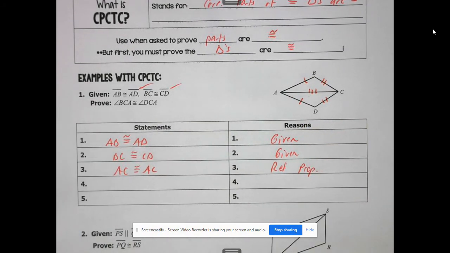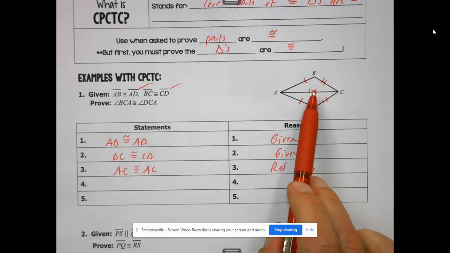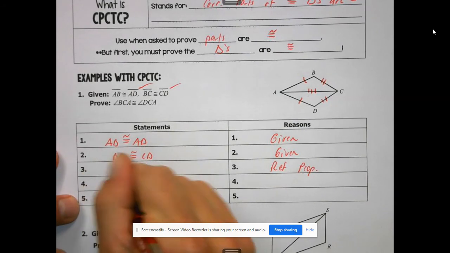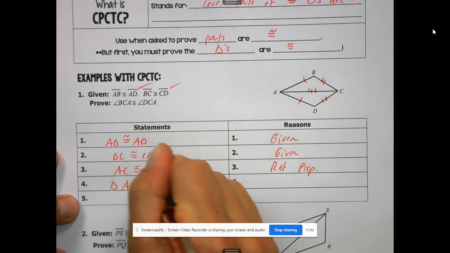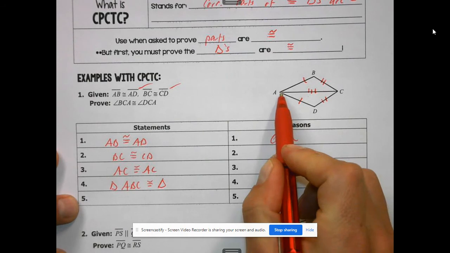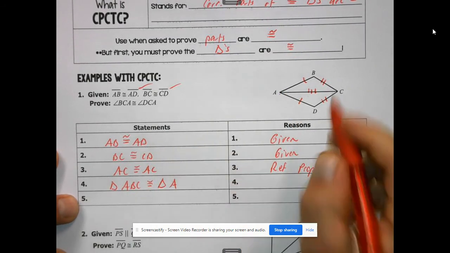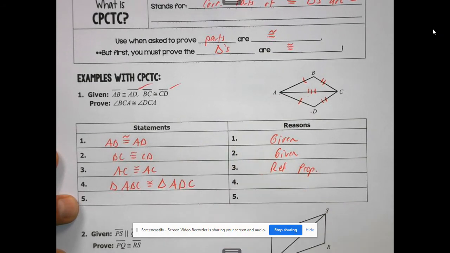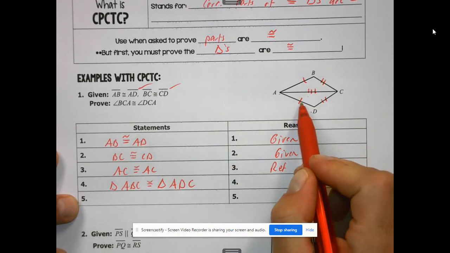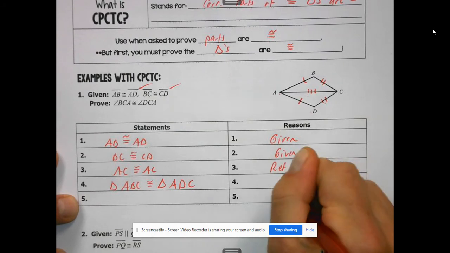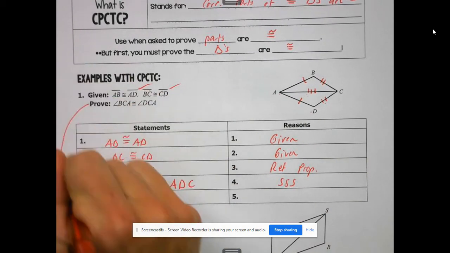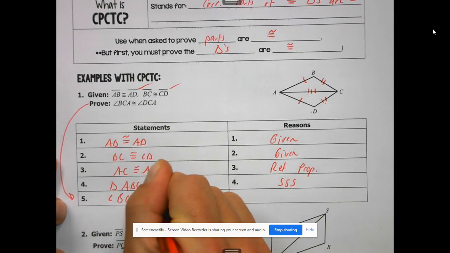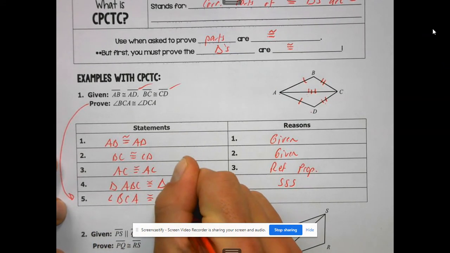All right. I have enough to say that triangles are congruent. So for line 4, I'm going to say triangle ABC. Match up your angles. A matches with A, B matches with D, and C matches with C. The triangles are congruent by side, side, side. All right. Last thing is what we're trying to prove. We're trying to prove that angle BCA is congruent to angle DCA.